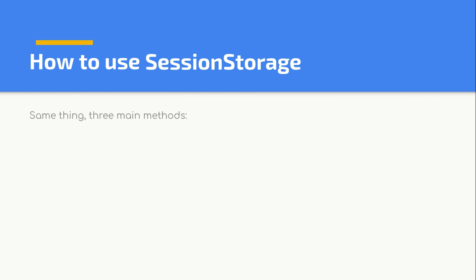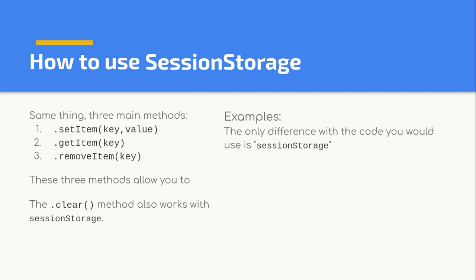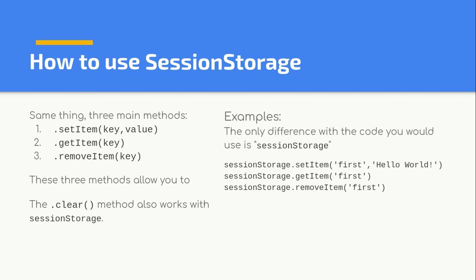And so for session storage, it's very similar. You have the same three main methods: setItem, getItem, and removeItem. And the clear method also works with session storage. So the only difference is you use session storage instead of local storage. And all three of those do the same exact thing, except the variable first is now declared in session storage instead of local storage.